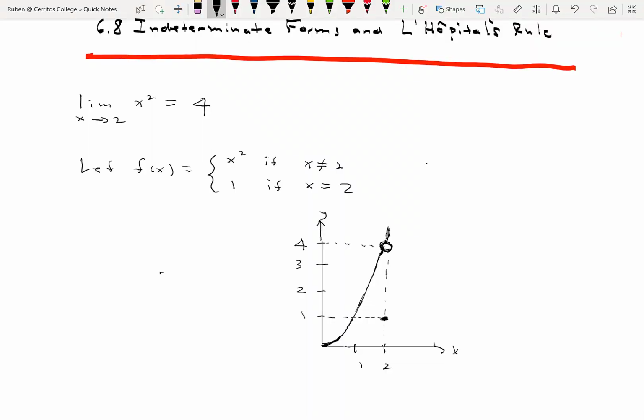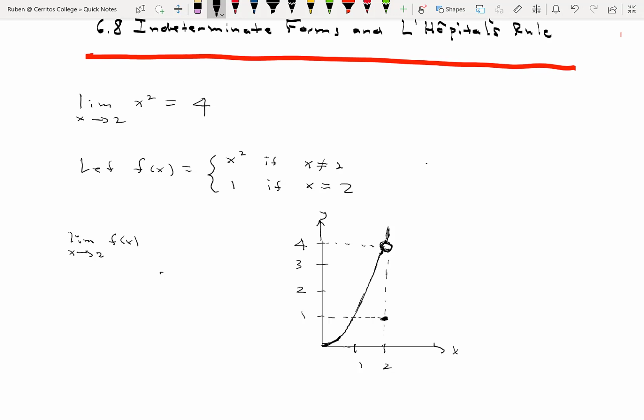Okay, some video magic. Here's a graph of the function. Our usual y equals x squared, parabola with vertex at the origin. But as I mentioned, when x equals 2, the y value that would be on the parabola at y equals 4 is removed and replaced with y equals 1. So now the new question is, what is the limit of this function as x approaches 2?